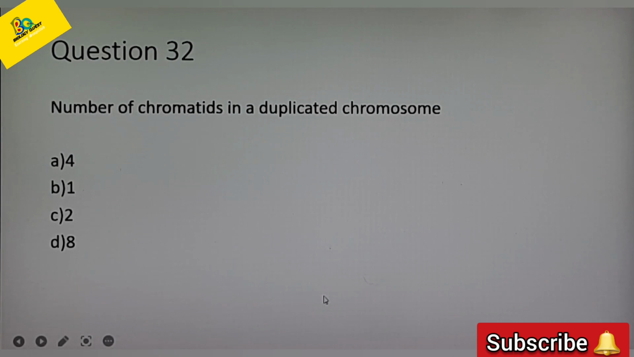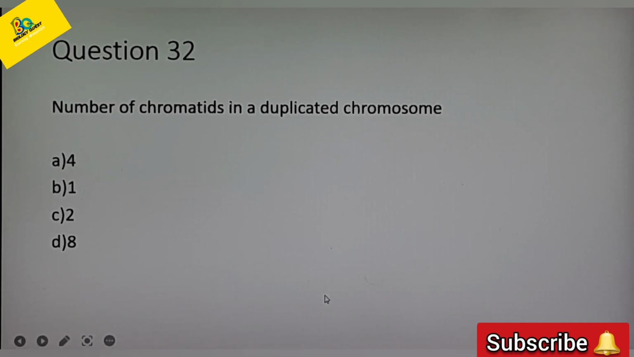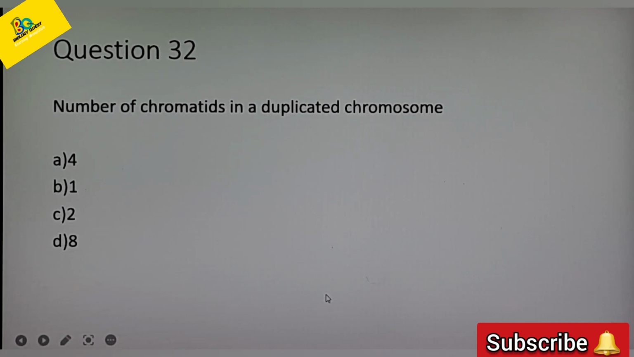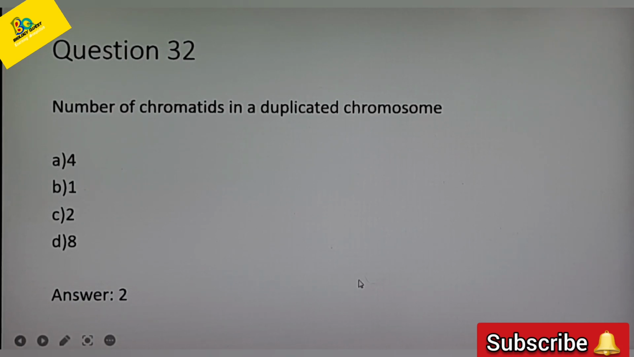Number of chromatids in a duplicated chromosome. We know a chromosome undergoes duplication during the S phase of interphase. And what happens to the chromatids in a duplicated chromosome? Each chromosome will have two arms, which are called chromatids, joined at the region called the centromere. So what is the number of chromatids in a duplicated chromosome? Look at the options: 4, 1, 2, 8. The correct answer is option C, 2. Okay, there will be 2 chromatids in a duplicated chromosome.